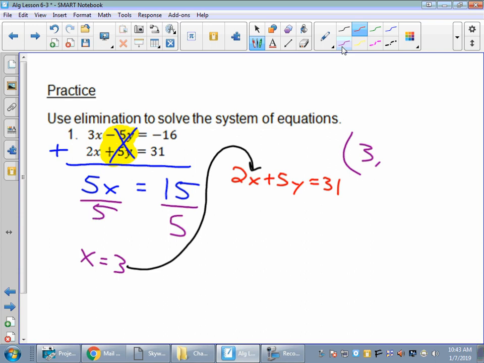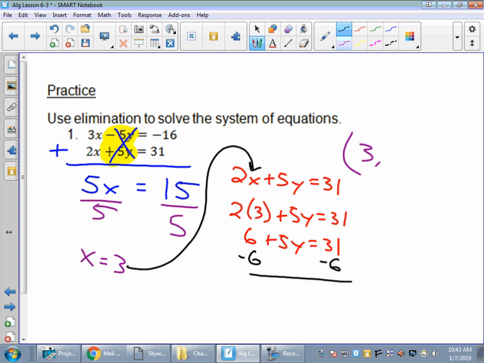So now I've got 2 times 3 plus 5y equals 31. We know that's 6 plus 5y equals 31. And now it's just a two-step equation. We've solved problems like this all year long. So I'm going to subtract 6 from each side. And now I've got 5y equals 25.